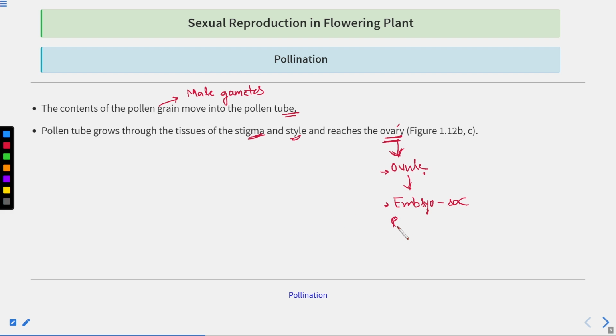So you can write here the pollen tube enters into the embryo sac from the micropylar end.